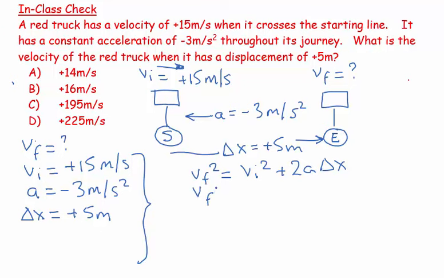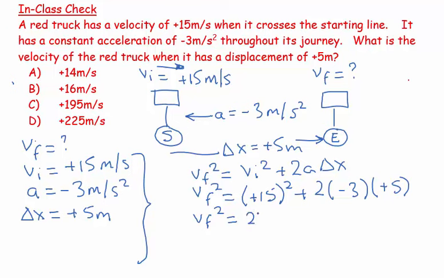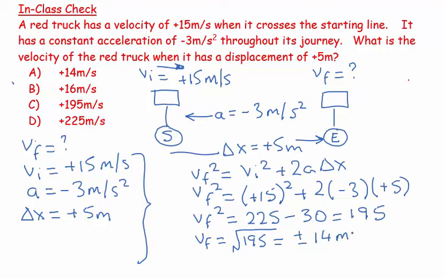Vf is what I want to find, so Vf squared is equal to plus 15 squared plus 2 times minus 3 times plus 5. So Vf squared is equal to 225. And minus times a plus means a minus. 2 3s are 6, 5 6s are 30. So minus 30. And that equals 195. So Vf is equal to the square root of 195, which equals plus or minus 13.96, call it 14 meters per second.